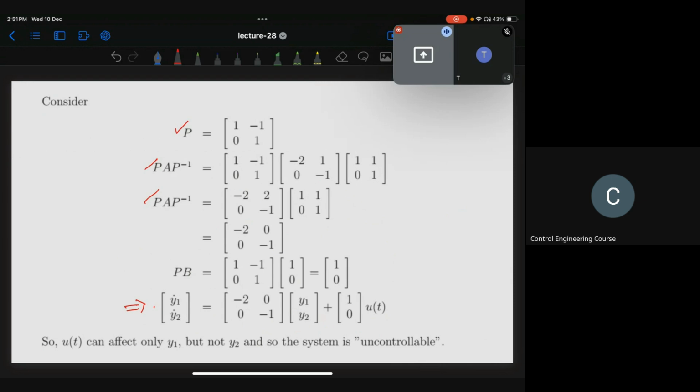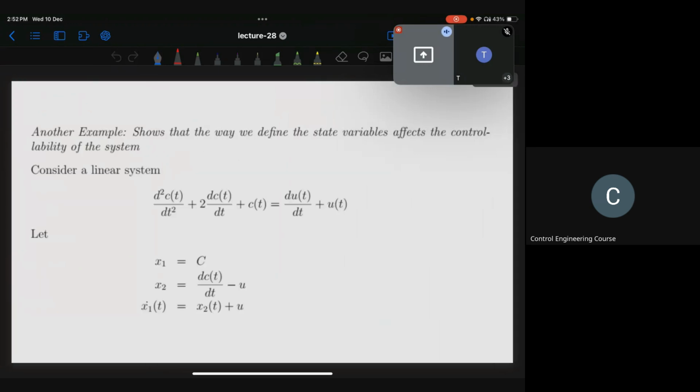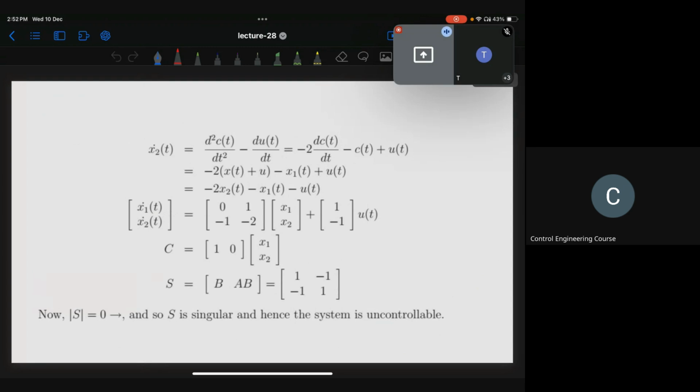Here you can observe that the input directly affects y1. It will not affect y2 because of the zero. It means that only some states, here the y1 state, are controllable. You can control it through u, whereas y2 you cannot control. Hence the system is uncontrollable. This is another method.